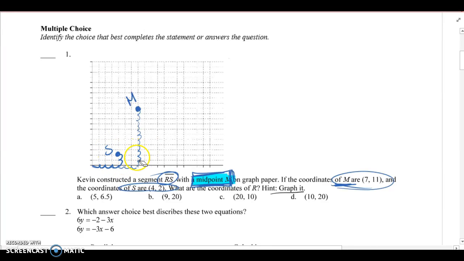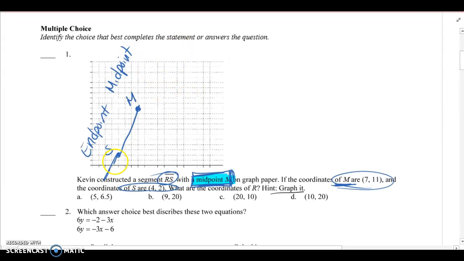And just to clean up my paper, I'm going to get rid of this stuff. 1, 2, 3, 4, 1, 2. It's right there, right? Okay. Now, I'm going to connect these. Now, when you're looking for the other endpoint, you need to make sure that you realize that this is an endpoint over here, and this is the midpoint. So my other endpoint has to be over here somewhere.